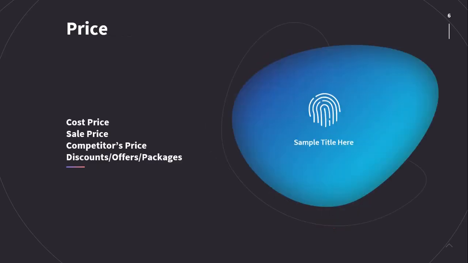Another P in the product mix is price. This is a very important factor whenever you create a brand. You have to decide your cost price, the price which gives you profits and which your potential clients demand, so your potential clients can buy those products. There is a sale price and there is a competitor price.